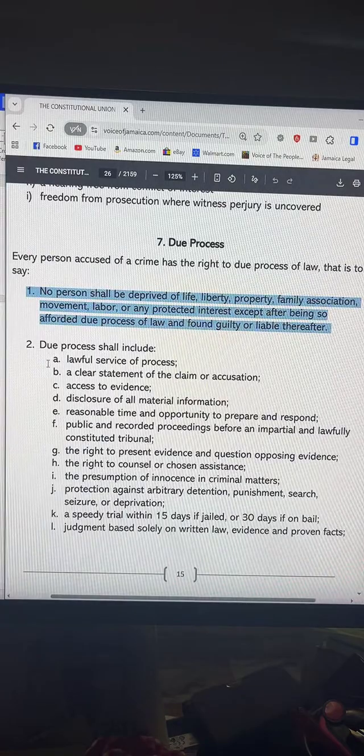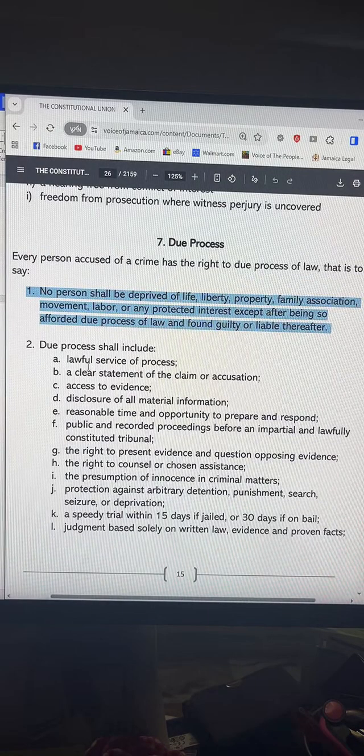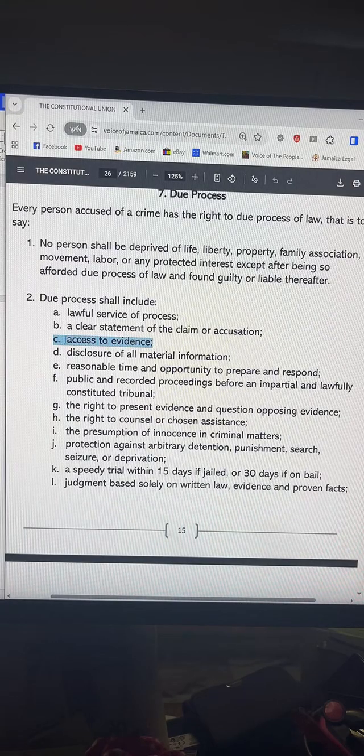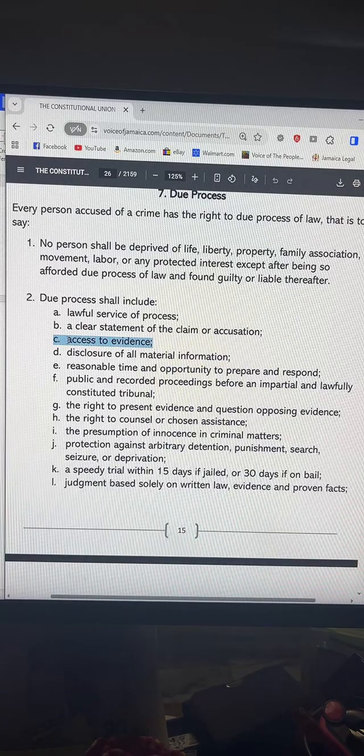Right? Two. Due process shall include lawful service of process, a clear statement of the claim or accusation, access to evidence. Now, when we get down to the public peace service, which would be the police, whenever there is so-called evidence, it is put into the National Records Database. Right? So, at no point should anyone under this system not have access to that data. You don't have to be asking anyone for anything.